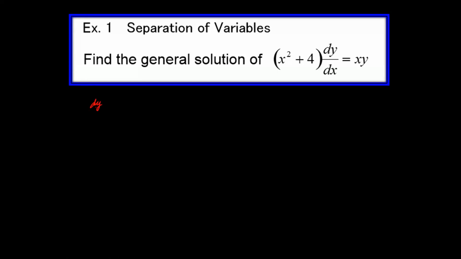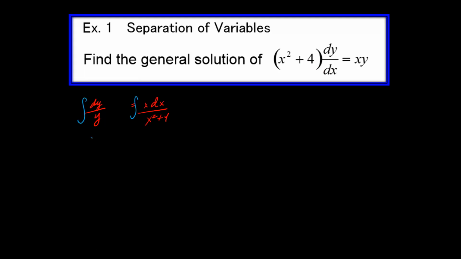You have dy over y equals, you want to get rid of that dx, so we multiply by dx, so x dx, and then you also want to divide by x squared plus 4. So now that you have everything set up on 2 different sides with y's on the left, x on the right, let's go ahead and integrate this.